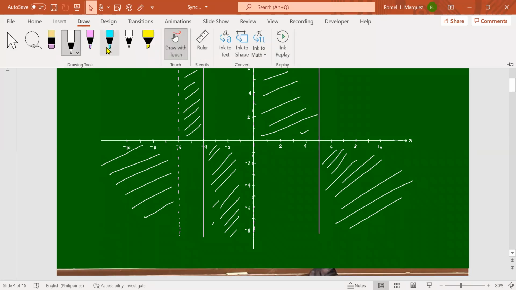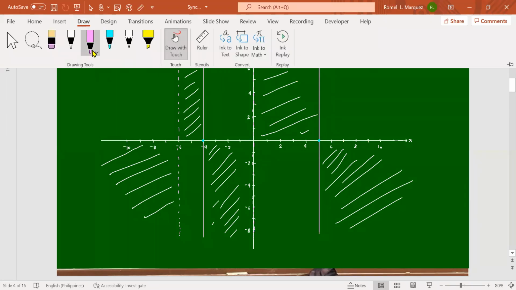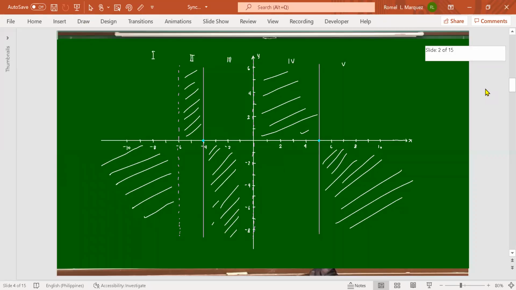So let's now plot the points. What are the important points, guys? It passes through negative 4, 0 and 5, 0. What about the horizontal asymptote? By the way, what is our horizontal asymptote, guys? y equals 1. That's the horizontal asymptote.